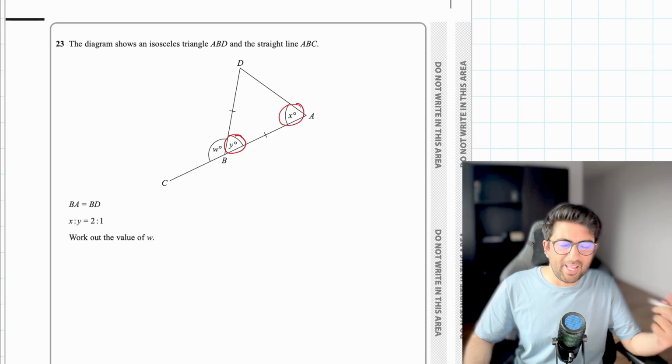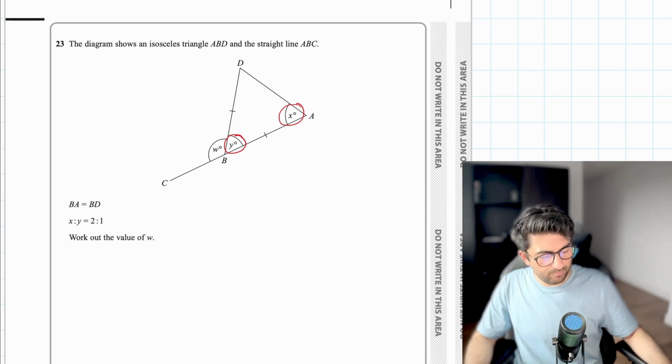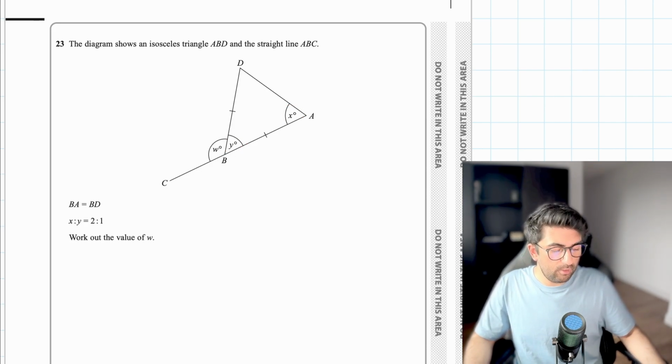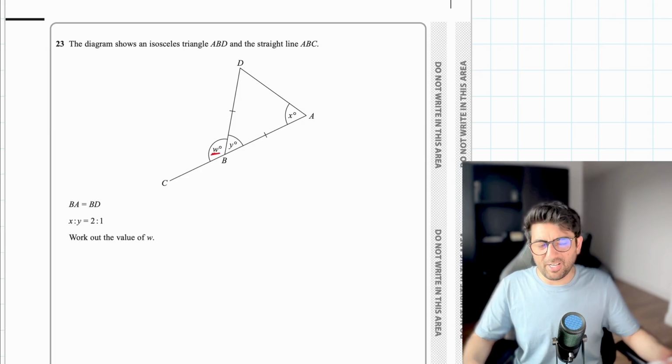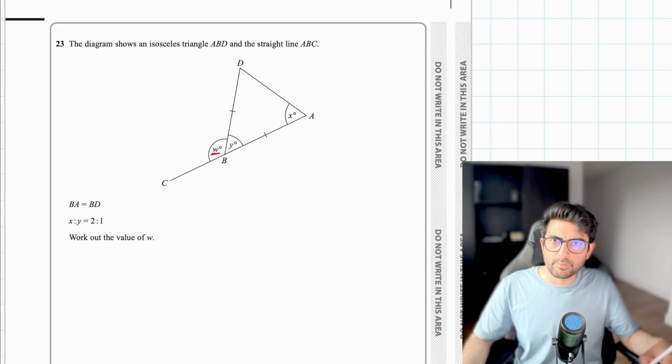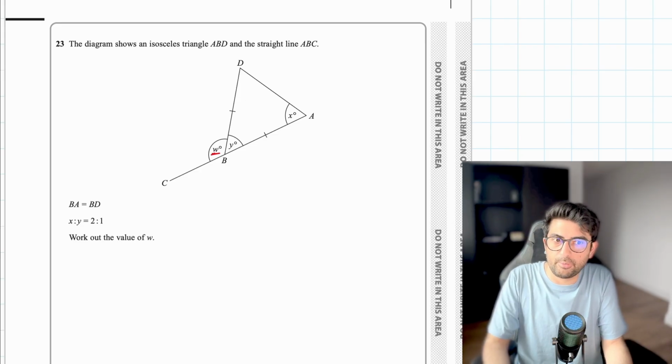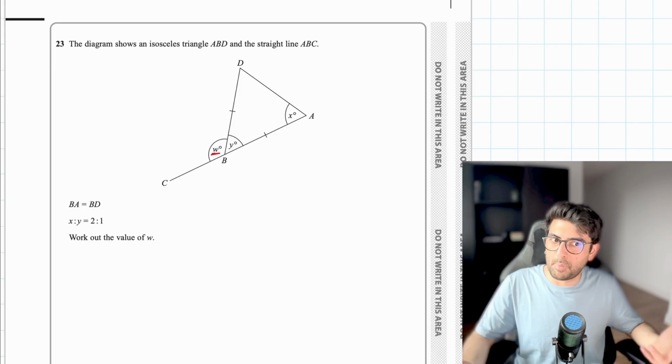So is it saying that x is 2 times larger than y? That's interesting. And we need to work out the value of w. So we're trying to work out this angle here, which we don't know. Okay, so what I like to do with these ones, I like to work backwards to develop a method. Like we need to know how we're going to get to w. So if we work backwards, we'll have a path.